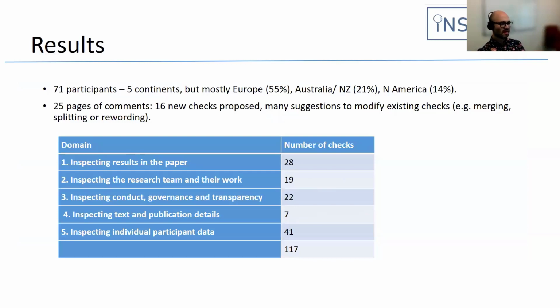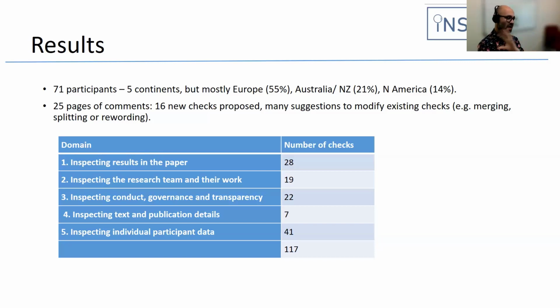So what did we find when we put that list online and asked people to comment on it? We got a really good response, actually. I think we'd aimed for a minimum of 50 responses, and we ended up with 71. So we got people from 5 continents. That sounds good, but it was actually mostly Europe, Australia, New Zealand, and North America. So there probably is considerable room for improvements in reaching different parts of the globe in subsequent stages, I think. But it was a very useful exercise, right?